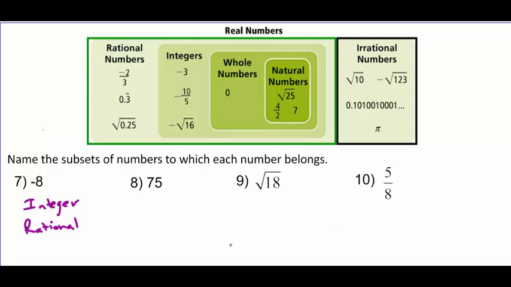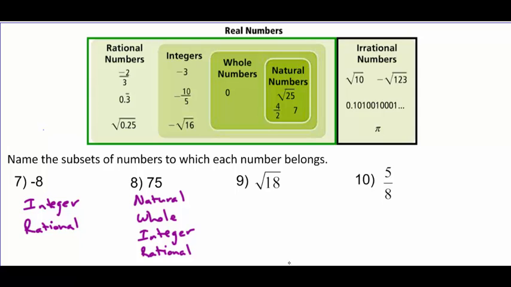Okay, the number 75 is in a little bit more because 75 would be all the way in this deepest group here, natural numbers. So we know that 75 is natural, and if it's natural, it's got to be a whole number. It's also got to be an integer, and it's rational.